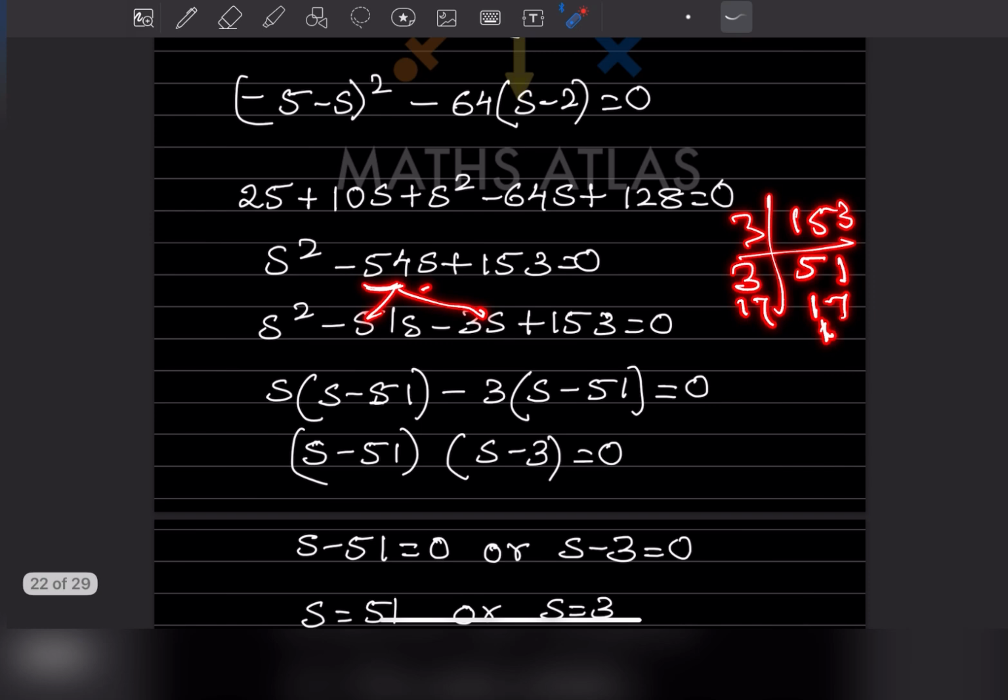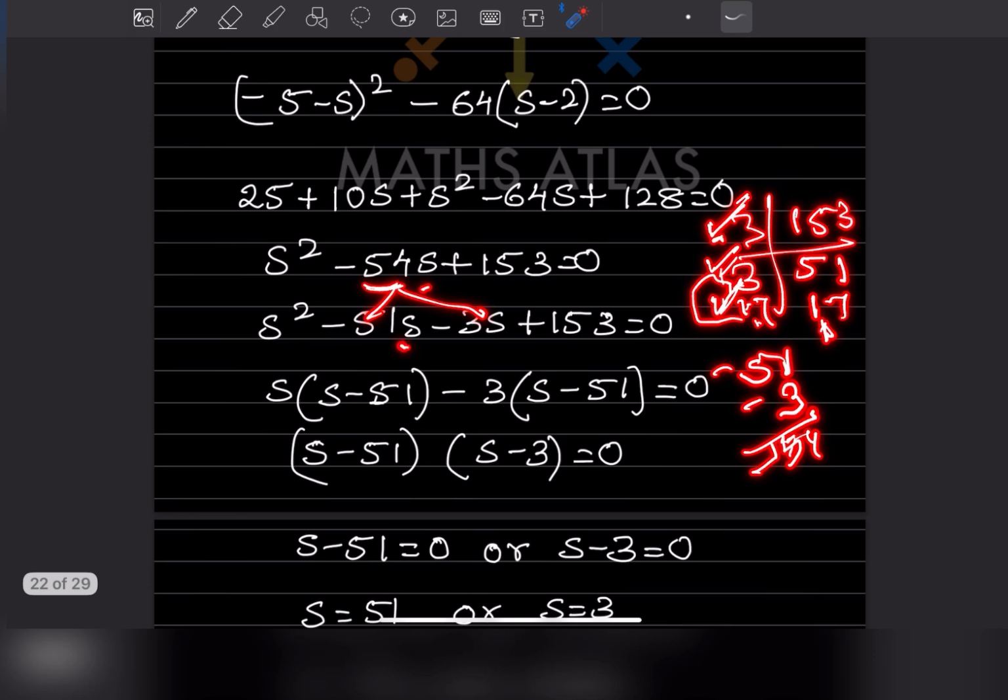So we want 54. So how are we going to get 54 here? 17 threes are 51, and here 3. But both should be negative, because we want minus 54. So we have to take the numbers from whatever factors we have. We cannot put any other number, because 54 can be divisible by other numbers as well. But we have to take only the numbers from these factors. So what will that be? That is going to be minus 54.